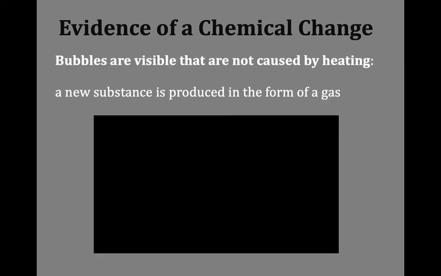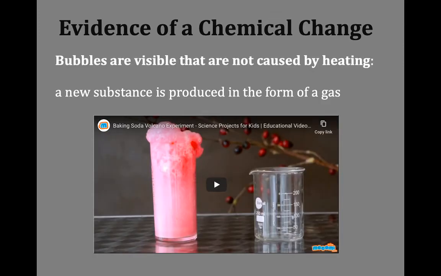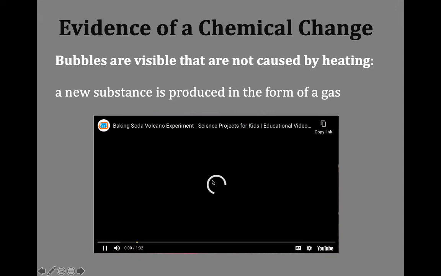The third evidence of a chemical change is bubbles. If you see bubbles, most likely it means that there is a gas produced. So let's look at a video that'll show you this in a more obvious way.